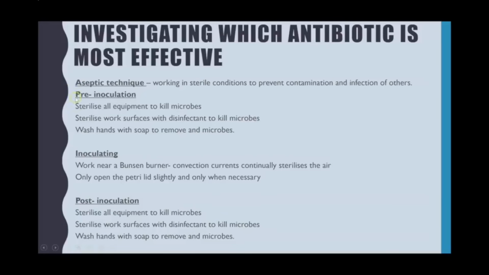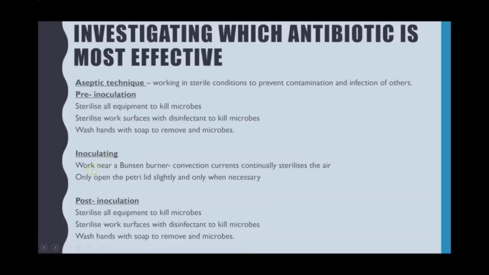So there's 3 steps: pre-inoculation, which is before you add the bacteria to your plate; inoculating is whilst you are adding the bacteria; and post-inoculation is after. So pre-inoculation, you should have only selected sterile equipment or sterilised metal equipment yourself by putting it in the roaring flame of the Bunsen burner. To sterilise the work surfaces, you need to use a disinfectant, and you might have had bright pink Virkon. And you have to wash your hands thoroughly with soap to remove any microbes.